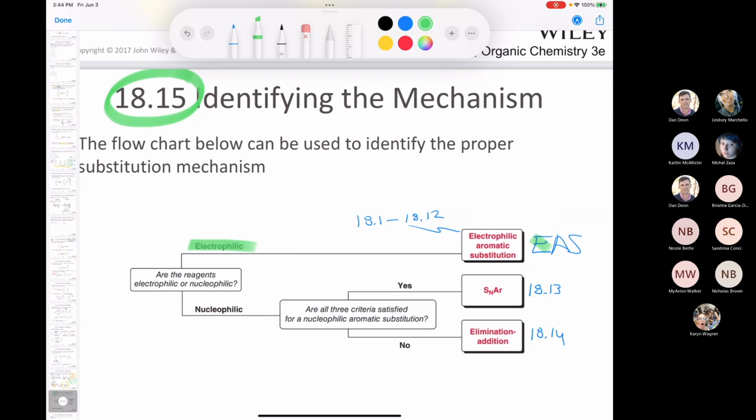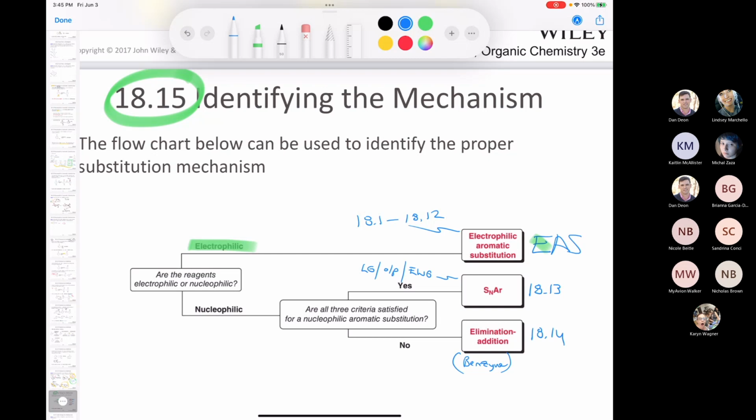If the criteria that you need for the SNAR reaction are there, if you have a good electron withdrawing group that is ortho or para to a good leaving group, then you're going to have an SNAR reaction. But if you don't have any of that, then it's going to be elimination addition. And that's the one that proceeds through the benzyne intermediate. And there's only a couple examples that we look at of that.